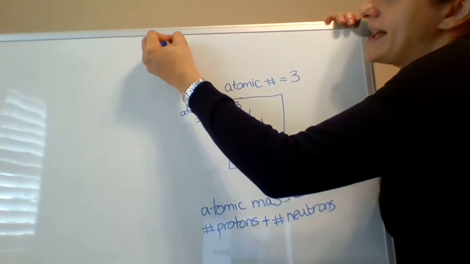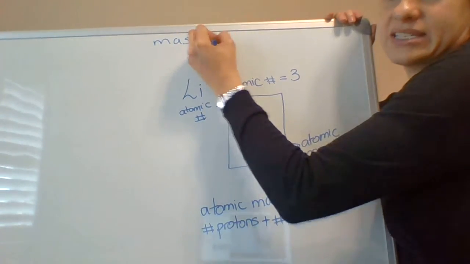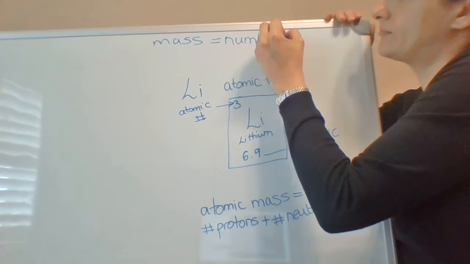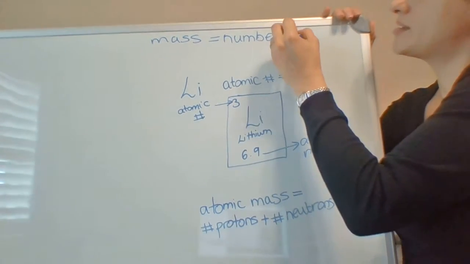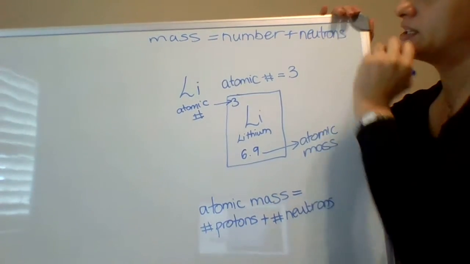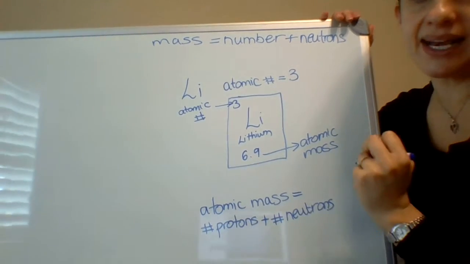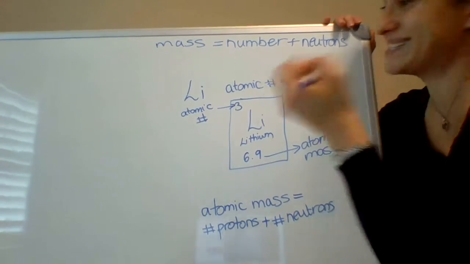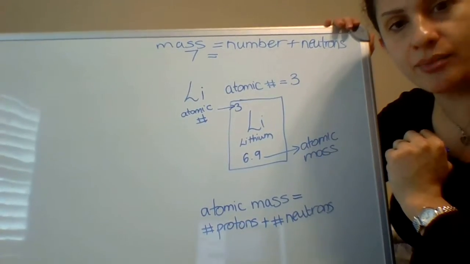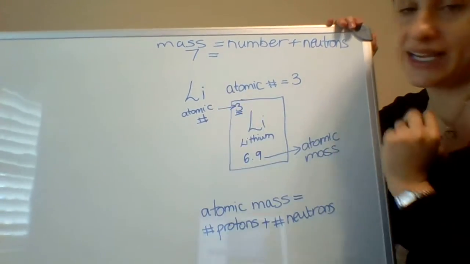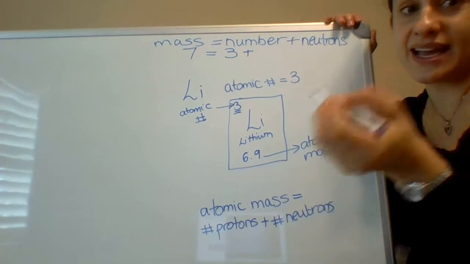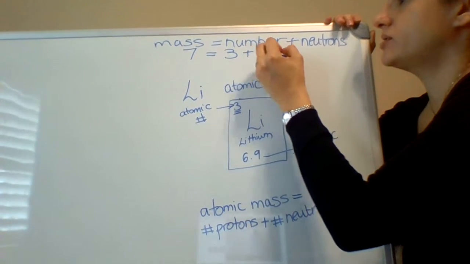The atomic mass is equal to the atomic number, which is the number of protons, plus the number of neutrons. So we have our mass as 6.9, and I said that you can now round it to 7. So we have 7 is equal. What is the atomic number of lithium? We said it was 3. Plus the number of neutrons, and that's our unknown. So we don't know how many neutrons there are.